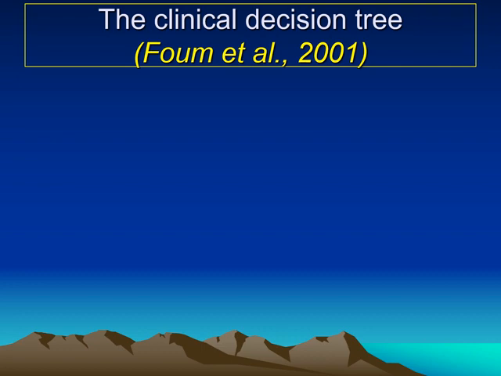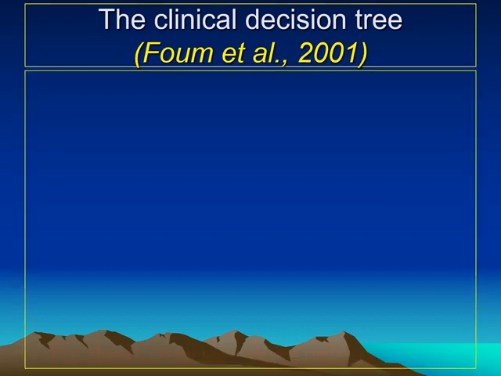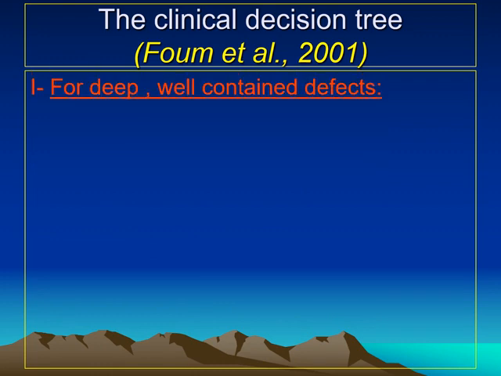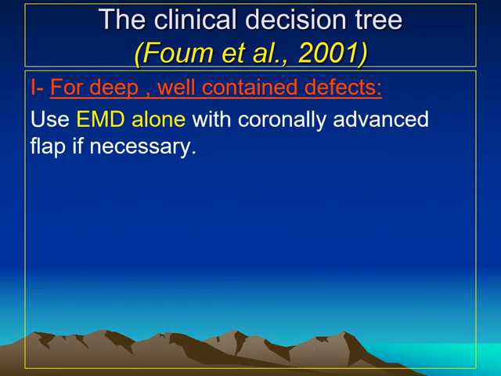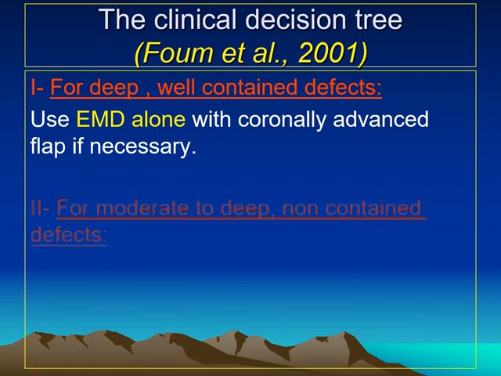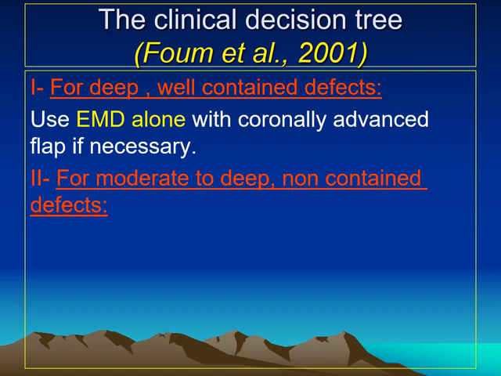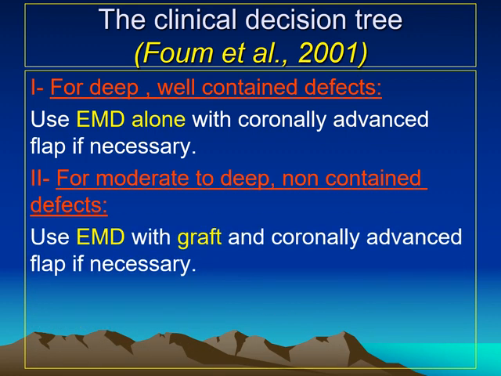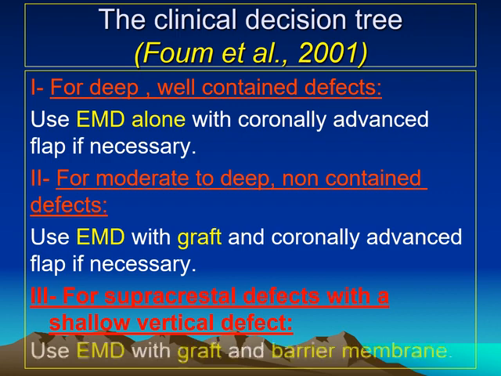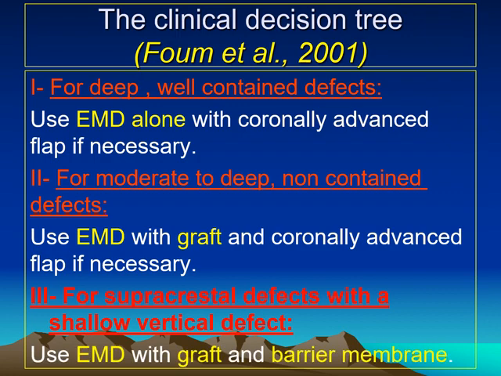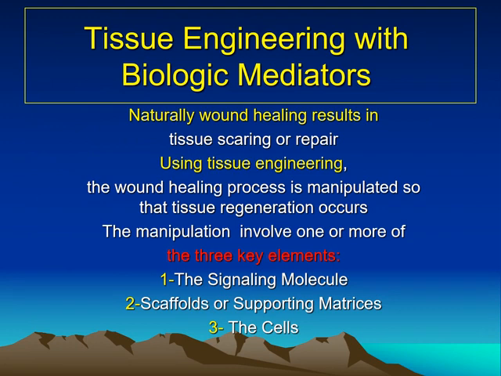Cortellini et al. in 2001 developed the clinical decision tree. For deep, well-contained defects, we use Emdogain alone with a coronally advanced flap if necessary. For moderate to deep non-contained defects, we can use Emdogain with graft and a coronally advanced flap if necessary. For supracrestal defects with a shallow vertical defect, Emdogain is used with graft.